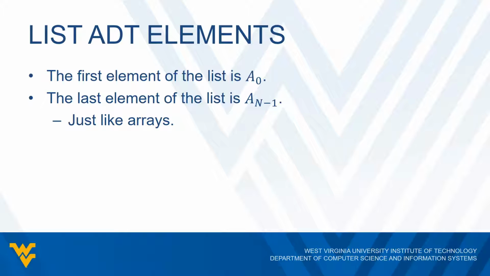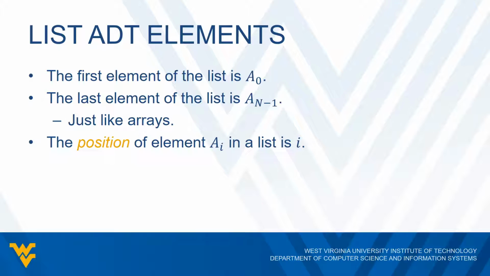So here there are a lot of similarities between lists and arrays. It's just that a list is kind of the general abstract data type. An array is one way to implement it, and we'll see how we can do that a little bit later on. Now we say that the position of element AI in this list is I. So think of I as like our index in this case.